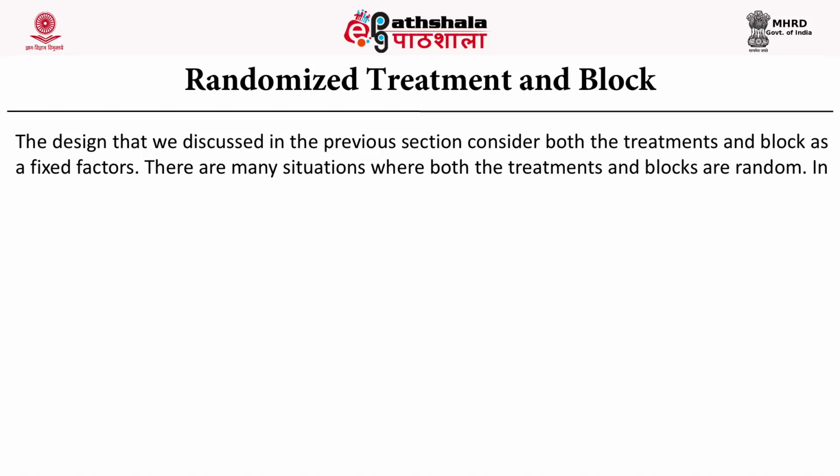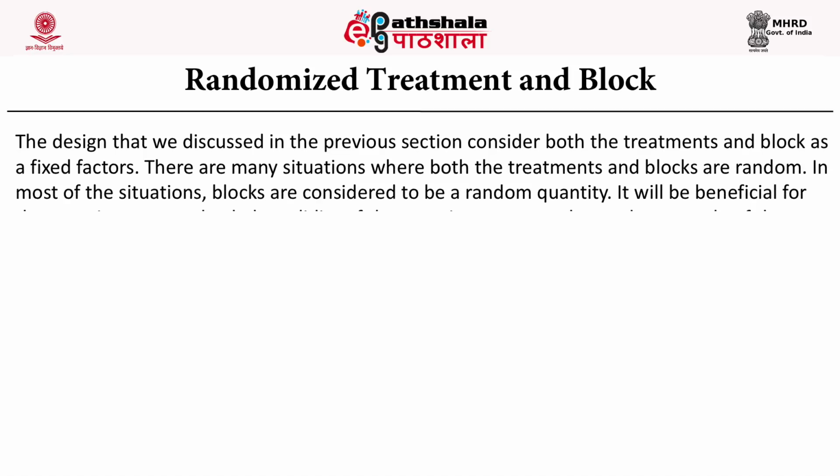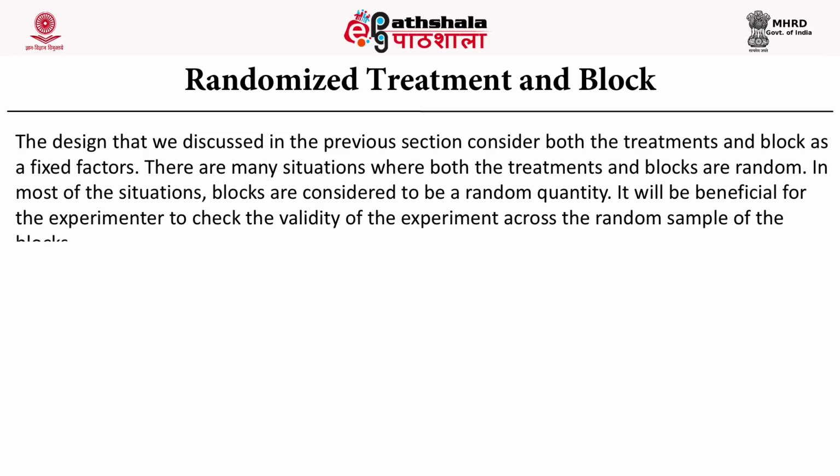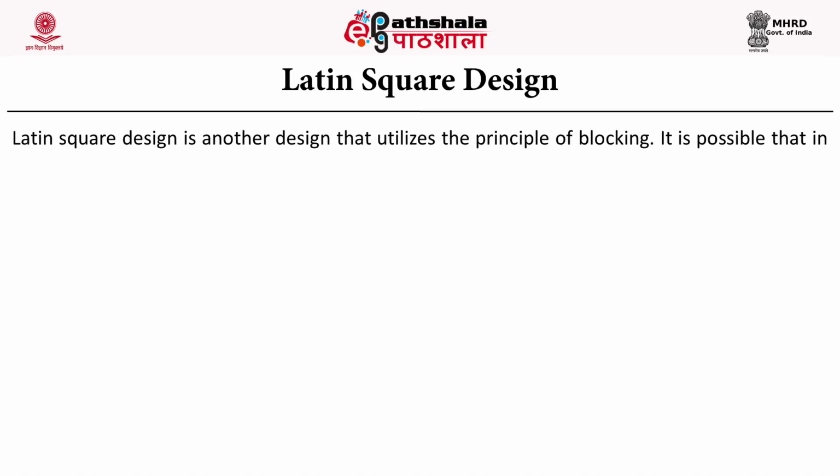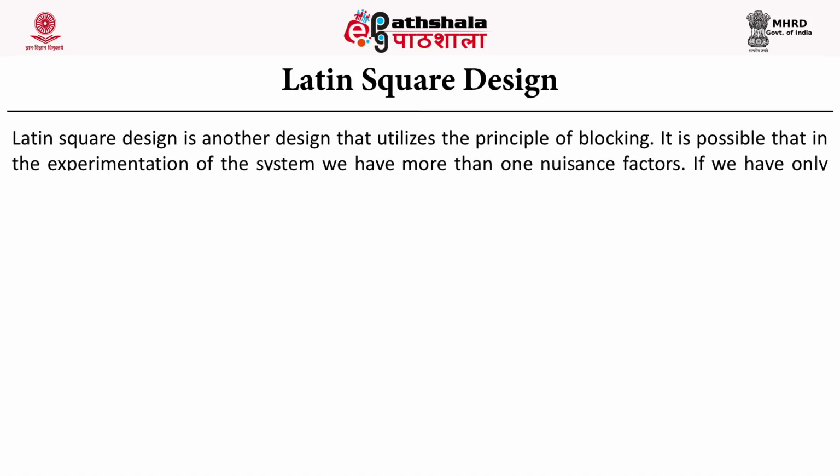Randomized treatment and blocks. The design that we discussed in the previous section considers both the treatment and block as fixed factors. There are many situations where both the treatment and blocks are random. In most situations, blocks are considered to be a random quantity. It will be beneficial for the experimenter to check the validity of the experiment across a random sample of the blocks. Now we will discuss another model, that is Latin square design.